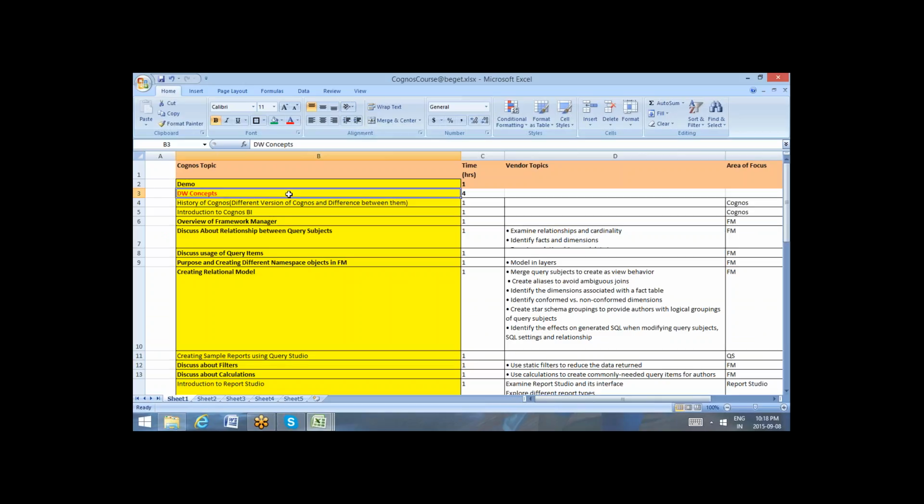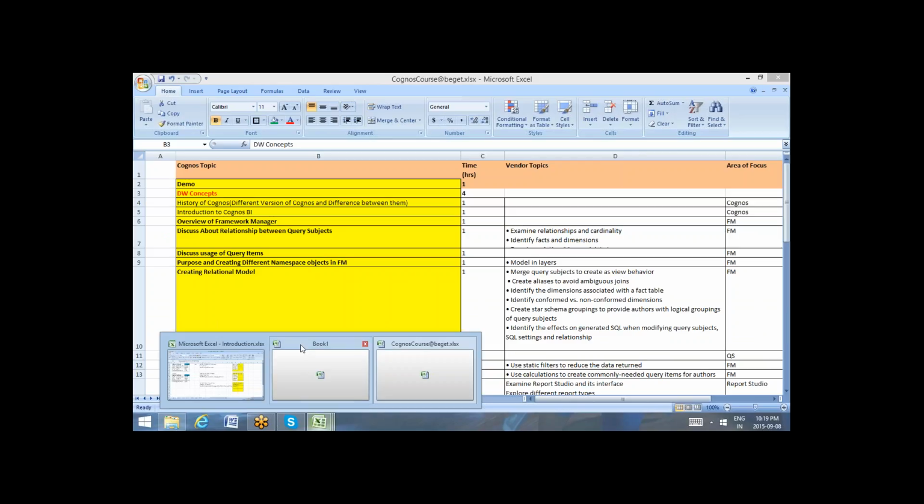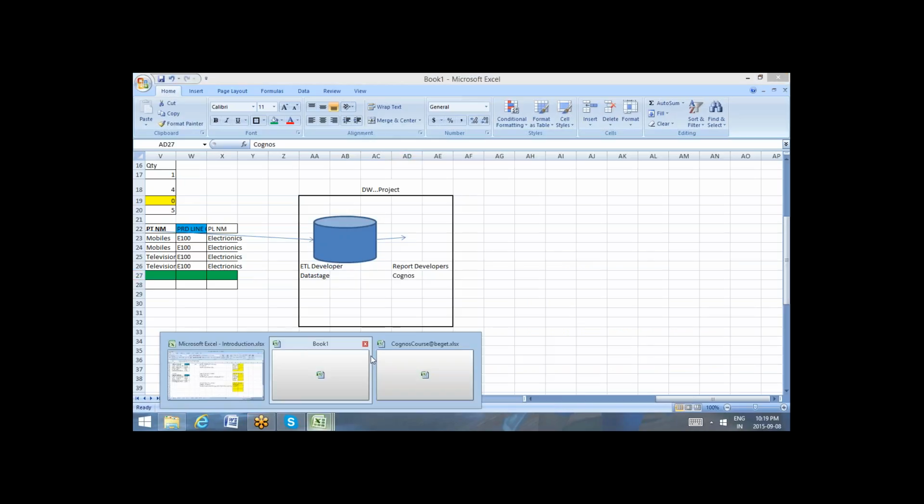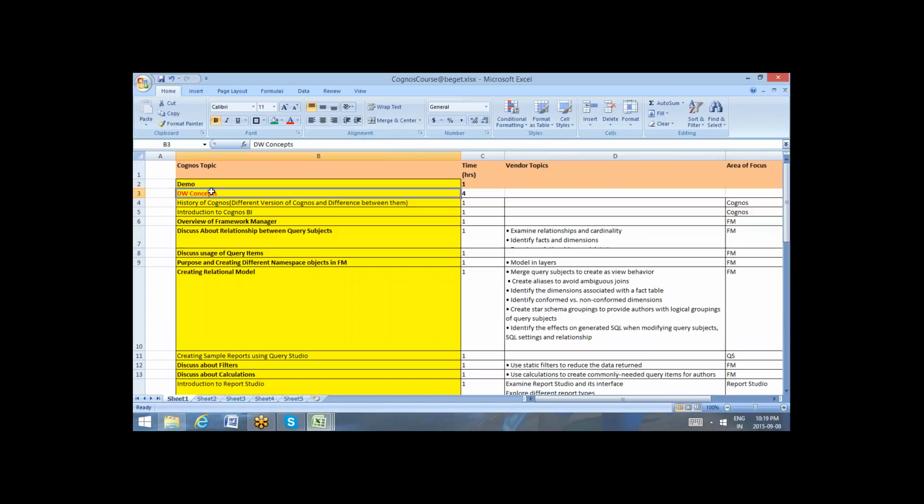In the ETL team, what different terminology do they use? Maybe the reporting team, how are the different terminologies common? We need to discuss some topics between these people, so we should speak some common terminology. That terminology is what we call data warehouse concepts. Then, followed by the history of Cognos, what the different versions of Cognos available are.